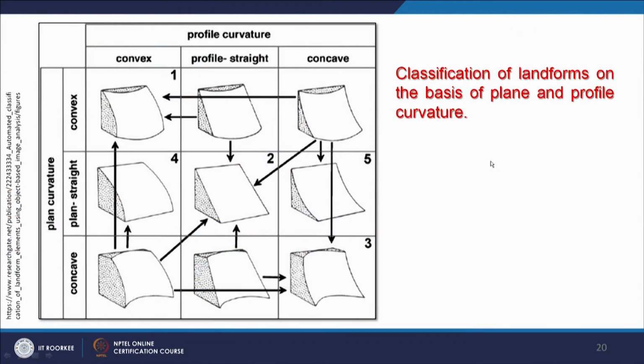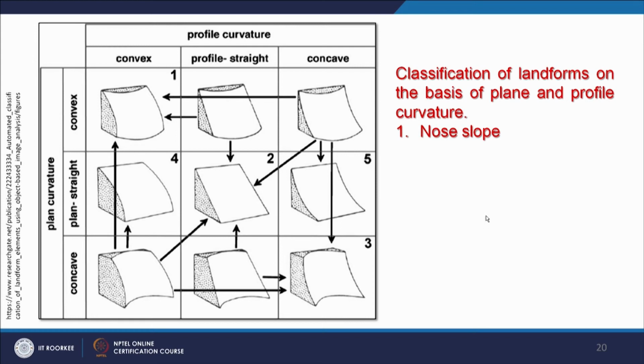In geomorphology, classification of landforms on the basis of plan and profile curvature is also possible, as shown here. On the rows we are having profile curvature, here we are having plan curvature, and then we are having the convex scenario. So, in both cases it is convex, and this is one. Then in both cases it is concave. These are the two extreme members, and then you can have the others in between.